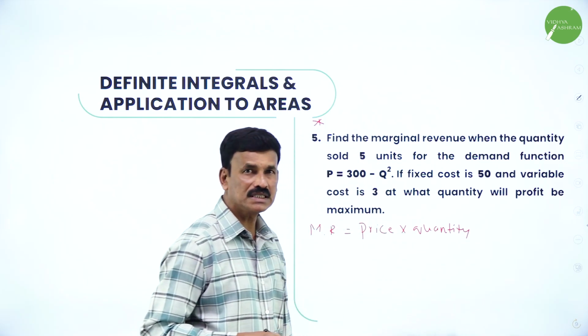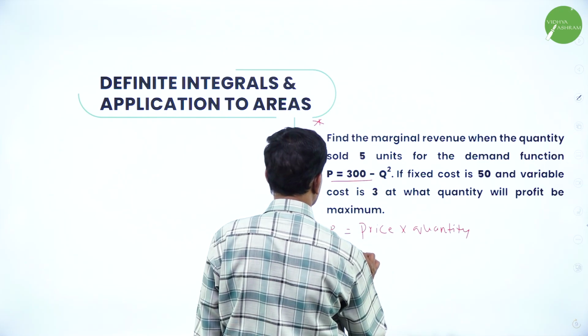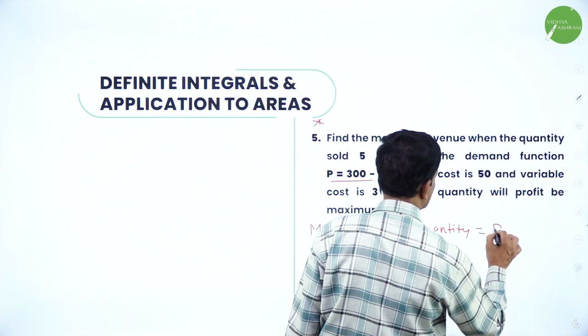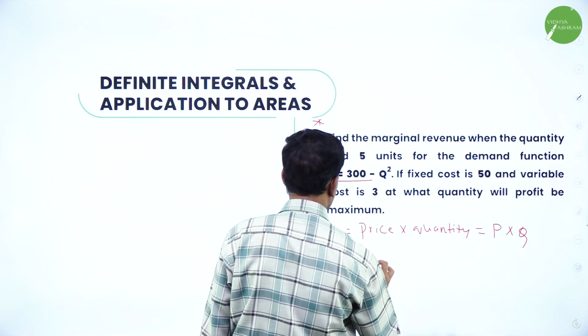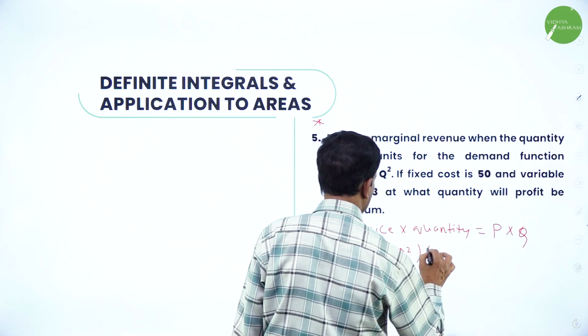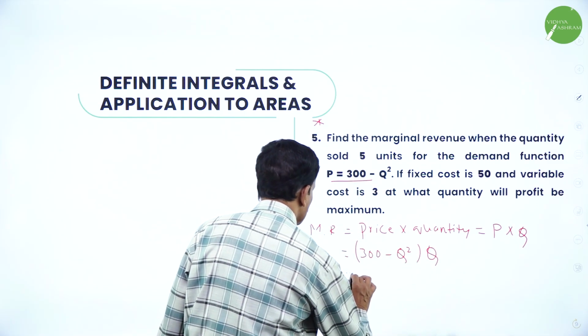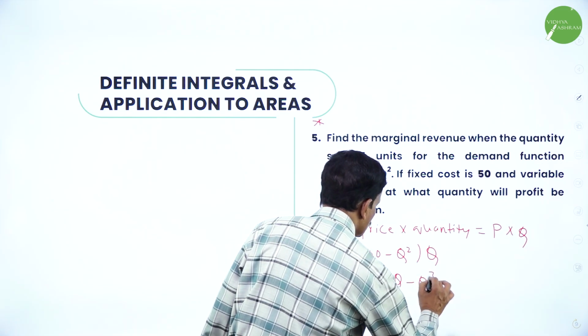Price into quantity. Now, what is given? The price is given, so revenue is P into Q. P is equal to 300 minus Q square, into quantity Q. Multiply it. So this is 300Q minus Q cube.